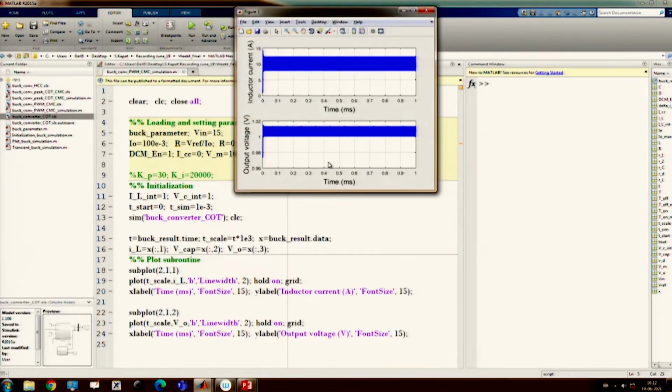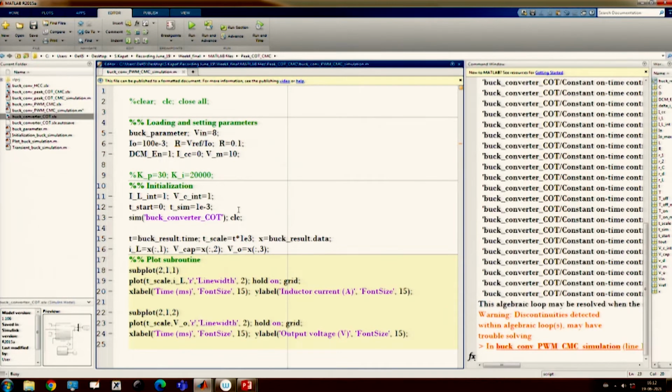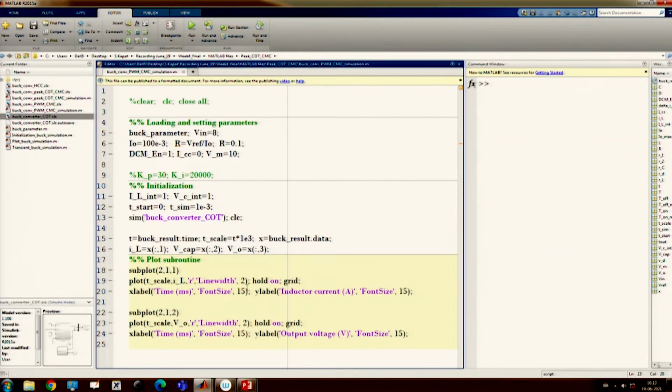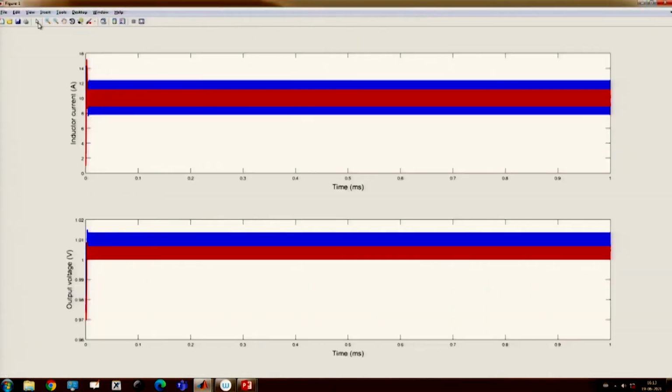We want to show this for V in equal to 15 volt, and we want to overlap this waveform for V in equal to 8 volt. Now, we are talking about V in equal to 8 volt, and we want to repeat the simulation with the same load condition and check what happens.